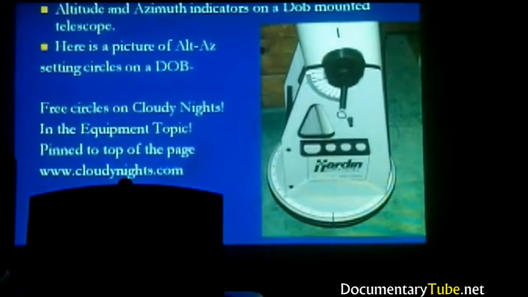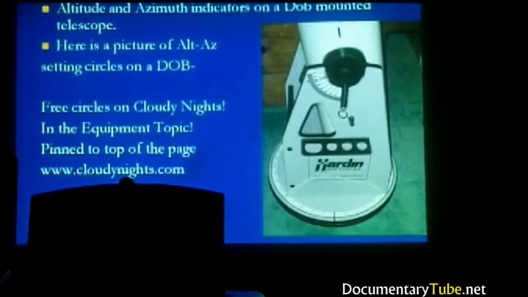So, but yeah, check out cloudynights.com and look at the equipment topics, and it should be pinned to the top of the page. And one thing that they have, the setting circles, they have different ones for different size dobs, but those are just general guidelines. I think they're all Adobe PDF files.